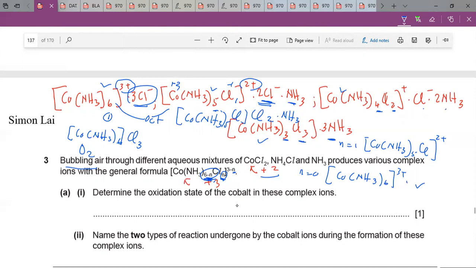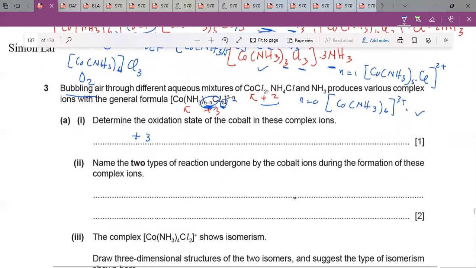Now determine the oxidation states of the cobalt in the complex. Of course, all of them are +3. Remember, put +3, don't put 3 plus, okay? +3, right? All right, next one here. Name the 2 types of reaction undergone by complex ions during the formation of this complex. Of course, +2 going to +3, here. The first one is oxidation, isn't it? Oxidation.